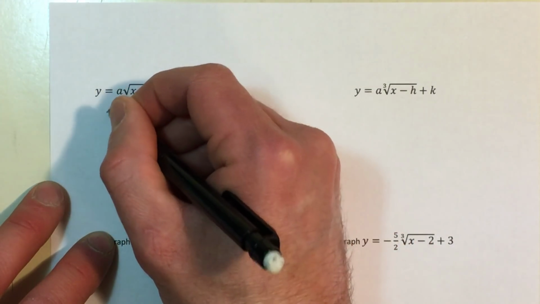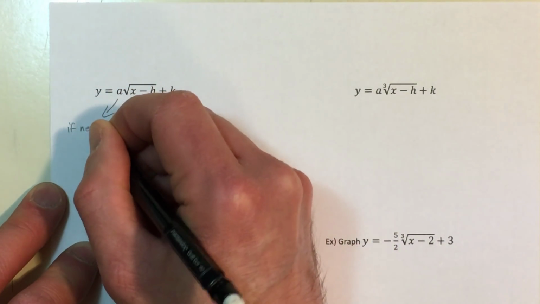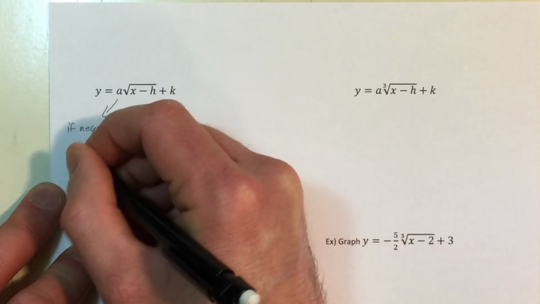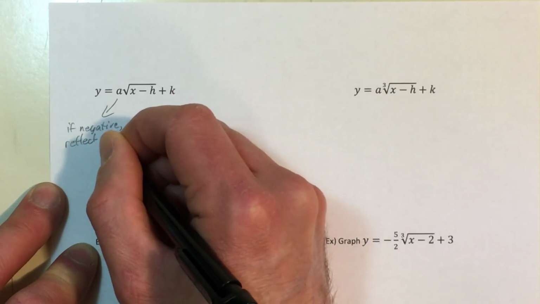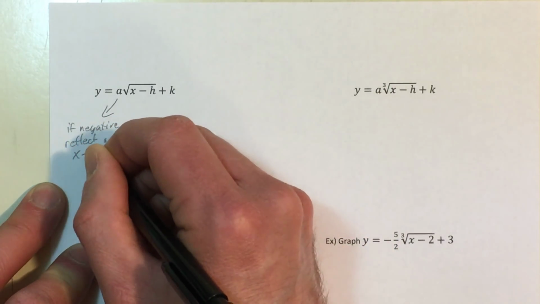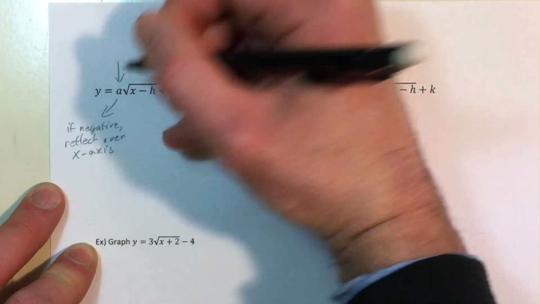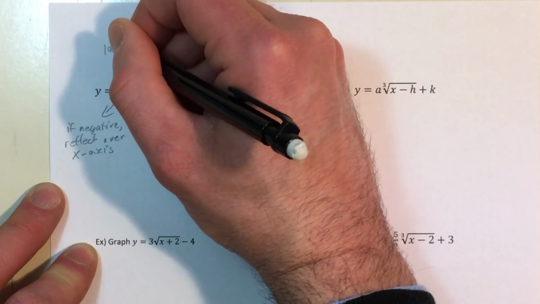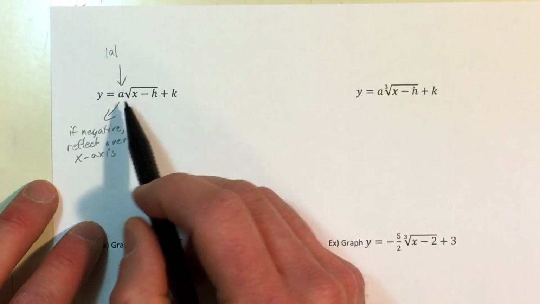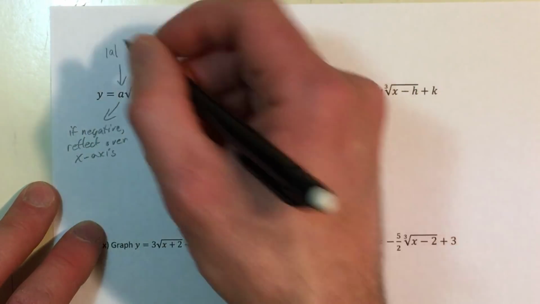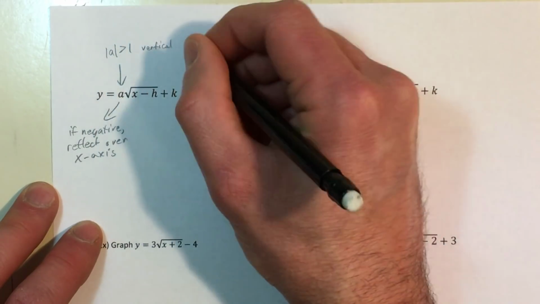So, depending on what A is, if A is negative, it's going to reflect over the x-axis. Also, if the absolute value of A, so meaning we ignore the negative, if A is bigger than 1, it's going to be a vertical stretch.